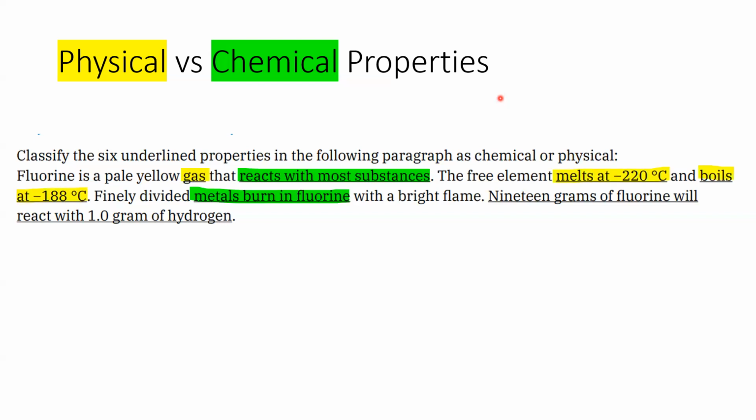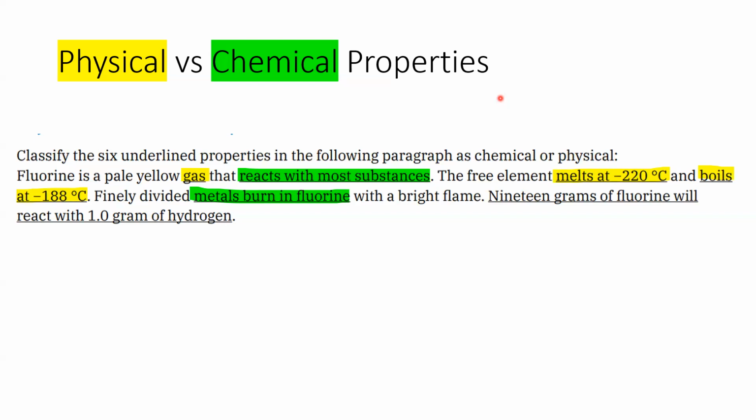And then with the next one, burns in fluorine. So just like I mentioned, flammability. Typically we think about it in the sense of burning in the presence of oxygen. But we can also burn things like we see here in the presence of fluorine. So that would be a chemical change, just because throughout that process, we're going to have the metal and the fluorine combined to create a new substance.